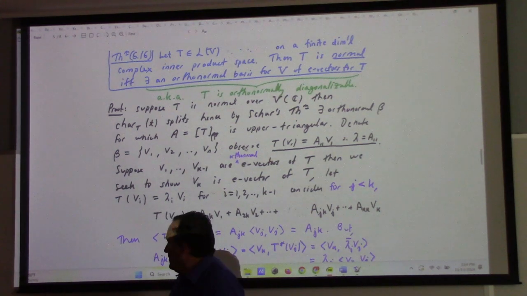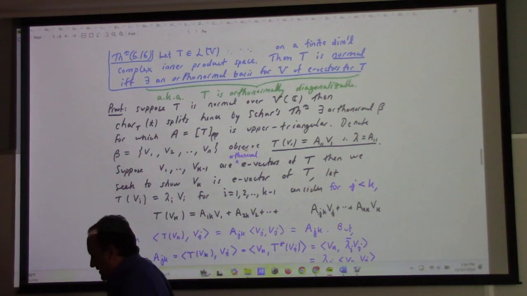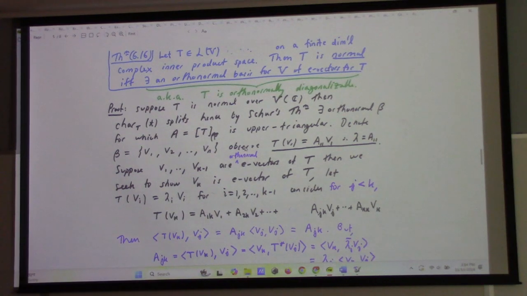Amen. So this is the tail end of section 6.4. This is, I think, the theorem I may have already proved, but I'll mention it again. We have T, a linear transformation on a finite dimensional complex inner product space. Then T is normal if and only if there exists an orthonormal basis of eigenvectors for T.